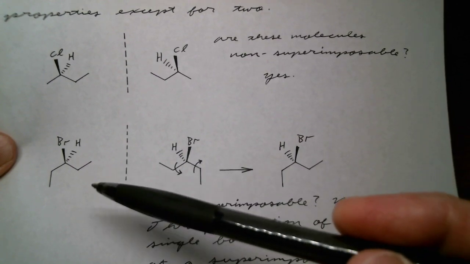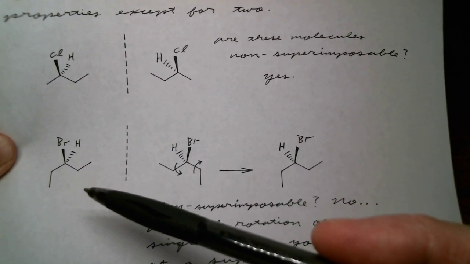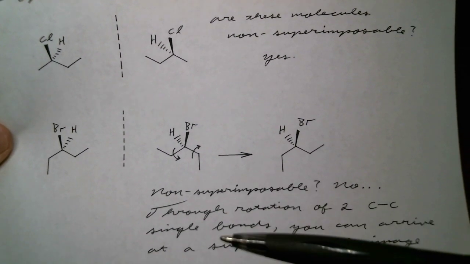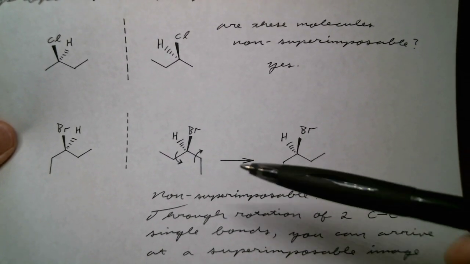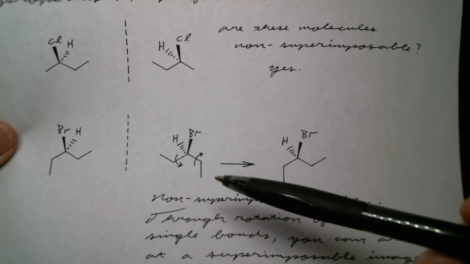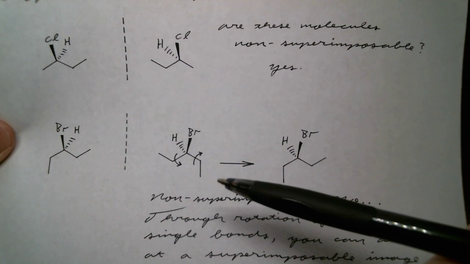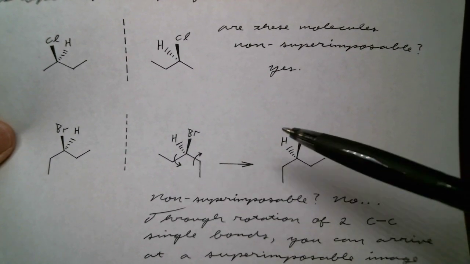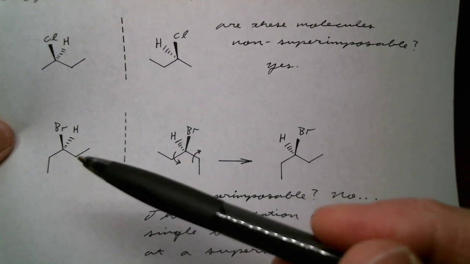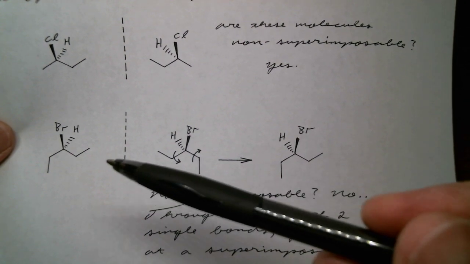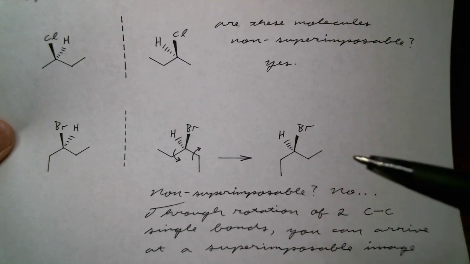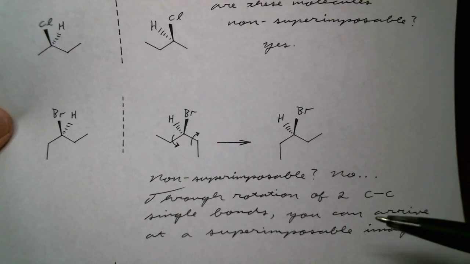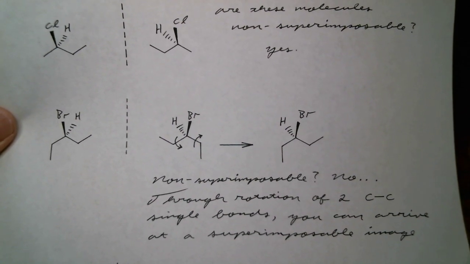How about this 3-bromopentane? Is this non-superimposable? Well, it might look non-superimposable, but here's the deal. You can rotate freely around carbon-carbon single bonds without breaking bonds or forming new bonds in this molecule. So if you rotate around a couple of these carbon-carbon single bonds, you can get to the exact same molecule. You can now superimpose all the groups of this molecule with the molecule that we started out with. So we say no. And again, we reach that conclusion through rotation of two carbon-carbon single bonds, which we're allowed to. And we arrived at a superimposable image.